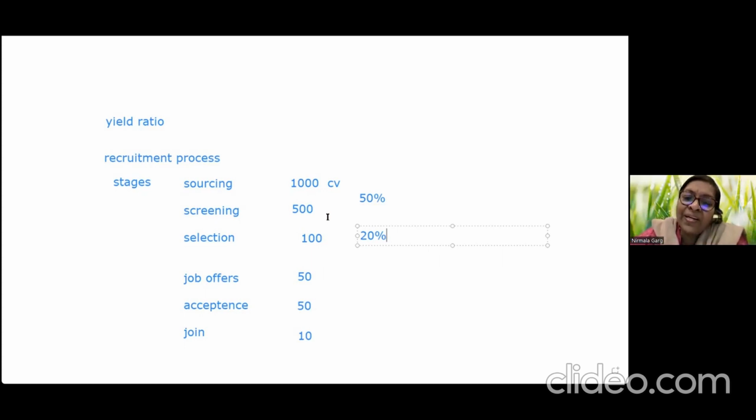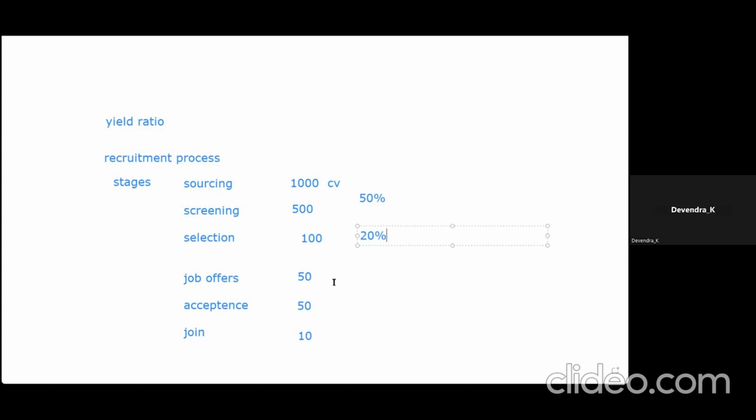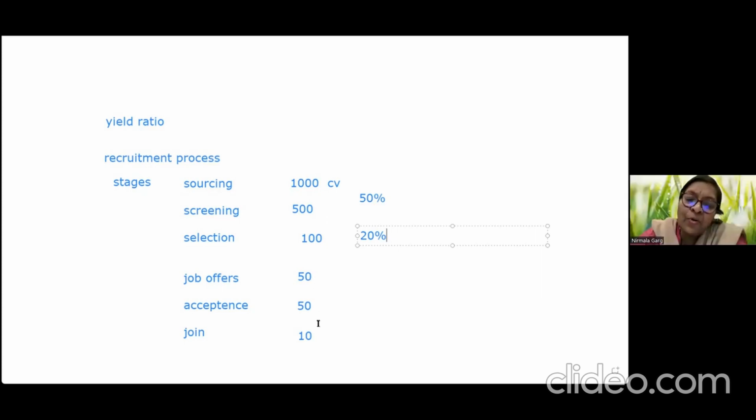So to improve the yield rate, what will I do? You need to understand that. Then JDs will again have to be well defined. Job offers to joinees. Why from 50 to only 10?